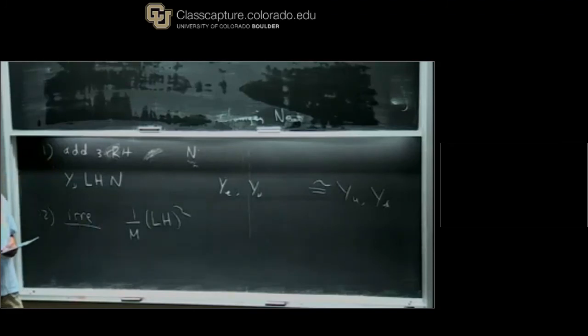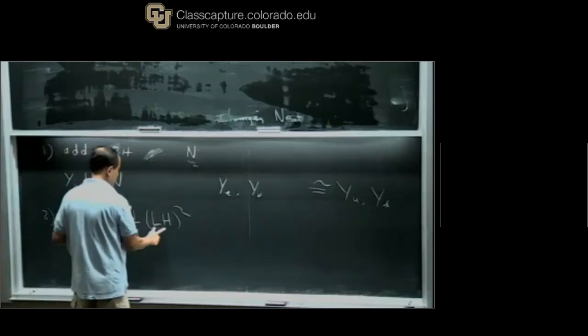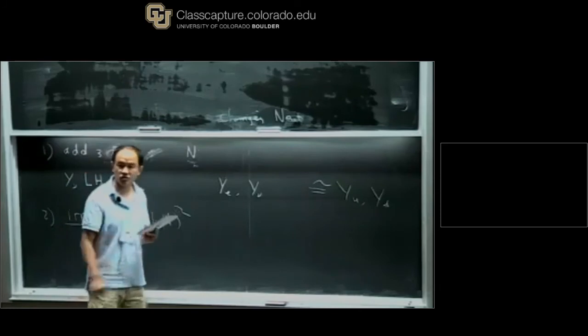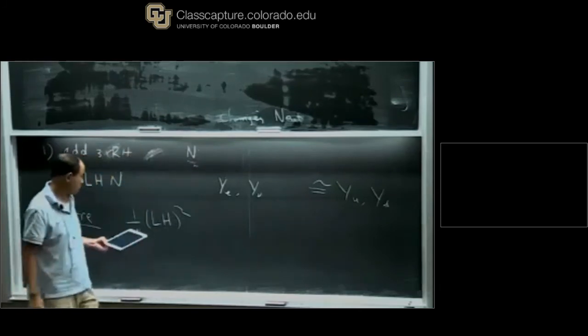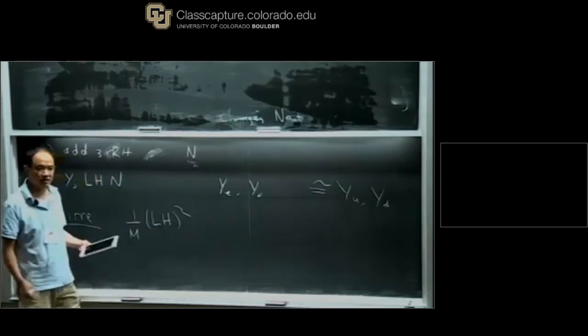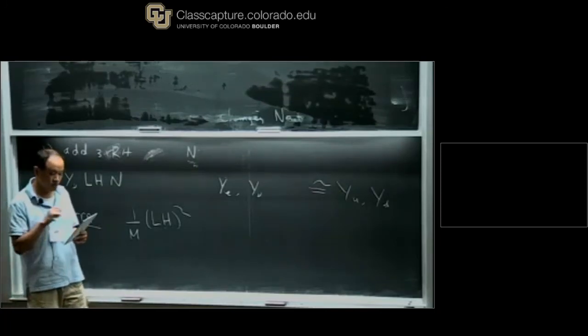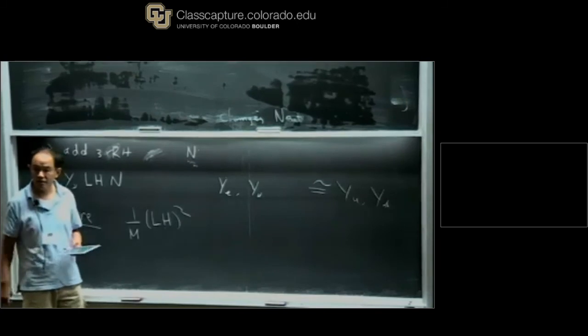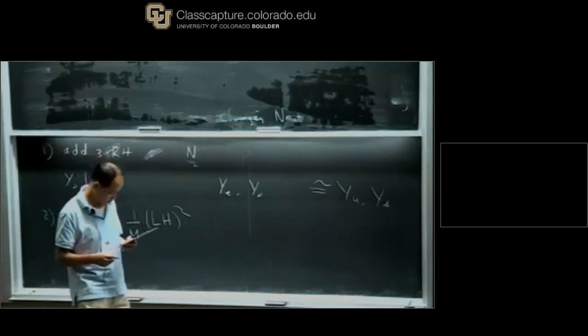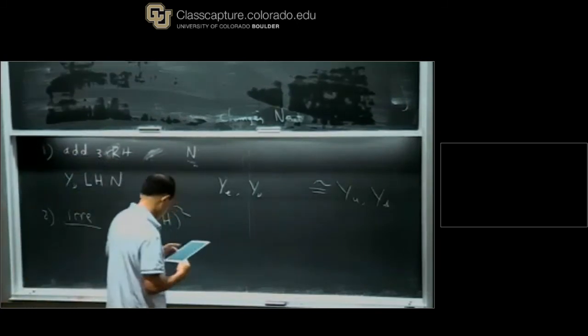It's that operator. So this is a doublet, this is a doublet. You can form a singlet and just square it. And this is dimension 5, so it's 1 over M. This is one of the lowest dimensional irrelevant operators you can write for the standard model.